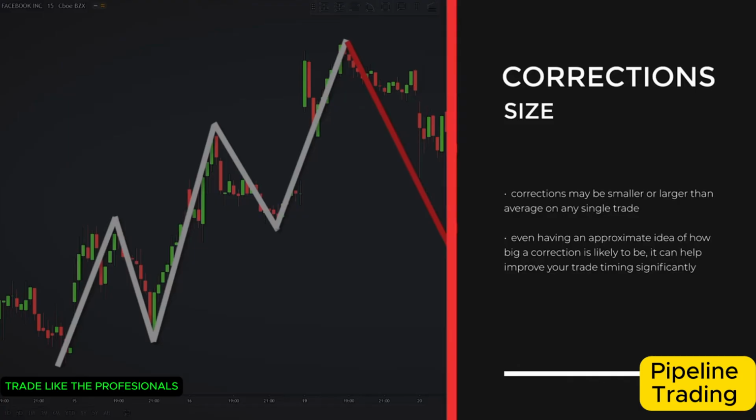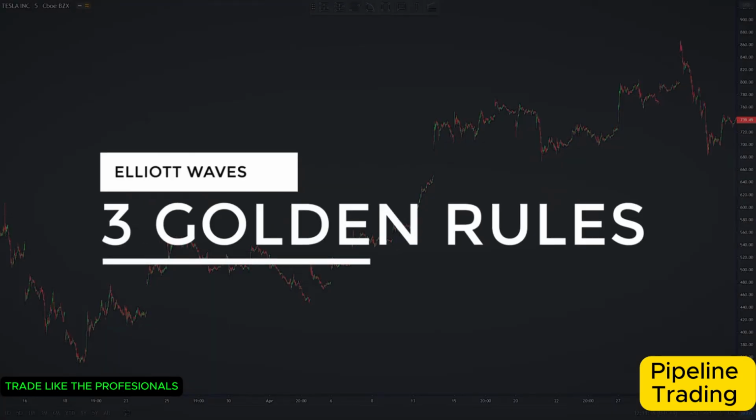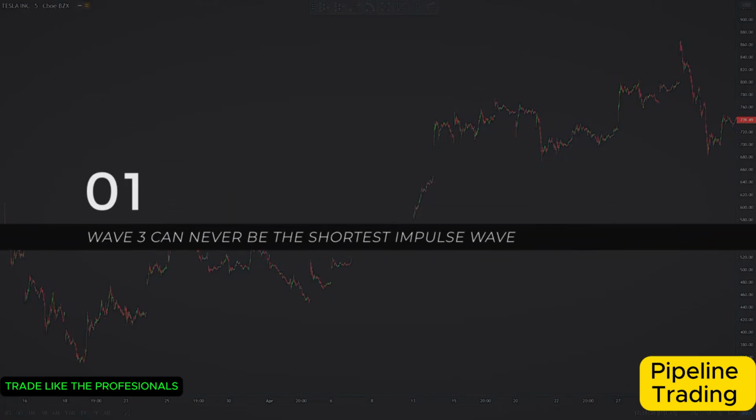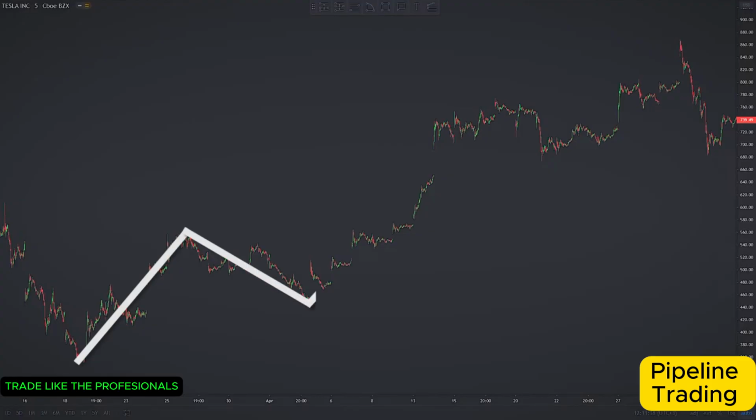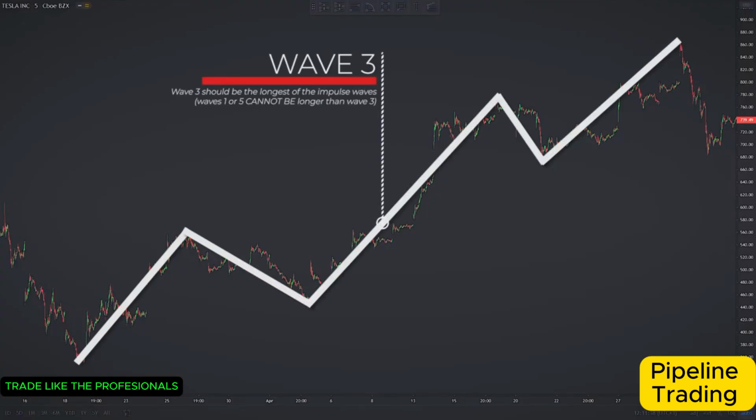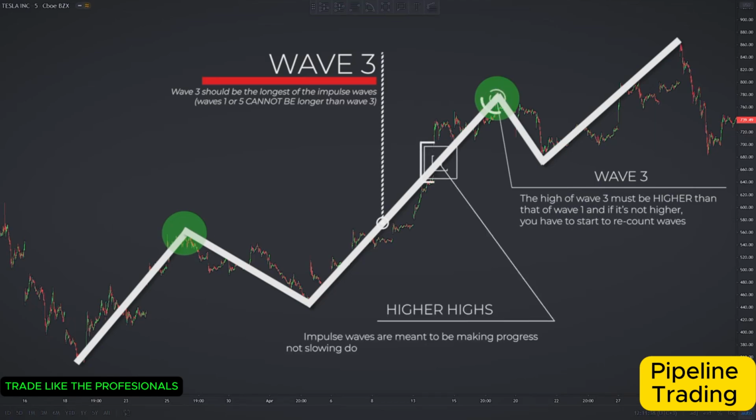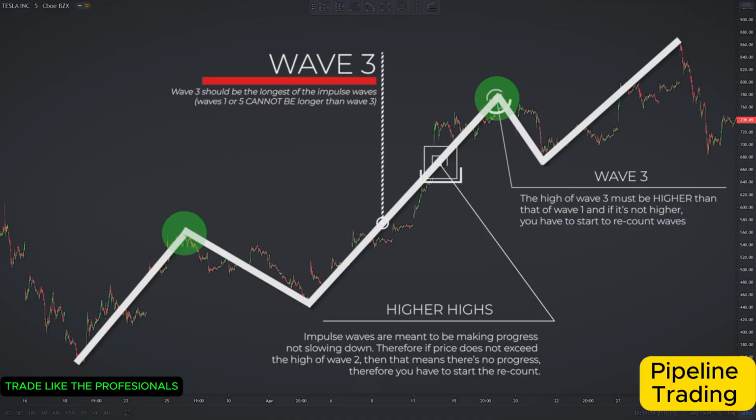There are 3 important rules in labeling waves. Rule number 1: Wave 3 can never be the shortest impulse wave. Wave 3 should be the longest of the impulse waves, but it cannot be the shortest, which means that wave 1 or 5 cannot be longer than wave 3. Also, the height of the third wave must be higher than that of wave 1, and if it's not higher, you have to start your recount. Remember that impulse waves are meant to be making progress, not slowing down. Therefore, if the price doesn't exceed the high of wave 1, then that means there is no progress.